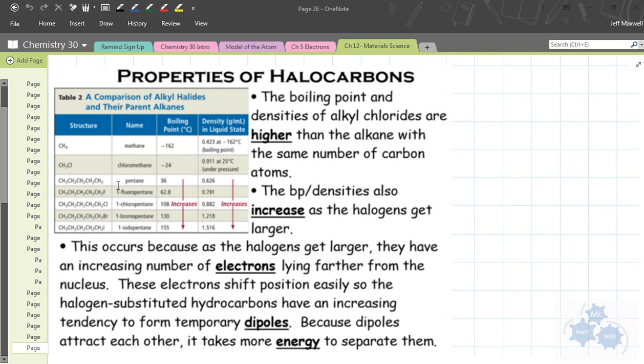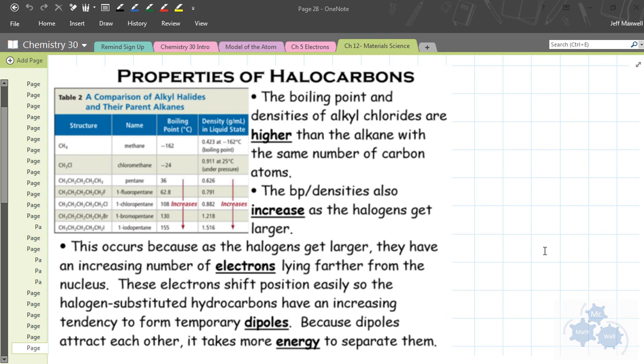And you see with no halogen here, the boiling point is really low, and then it doubles as soon as a halogen is bonded on there. Also, the density increases as well. So the notes say the boiling point and the densities of alkyl chlorides are higher than the alkane with the same number of carbon atoms. Add a halogen and the boiling point gets higher. Also, the densities increase as the halogens get larger. The boiling point and densities increase. That's what this chart says.